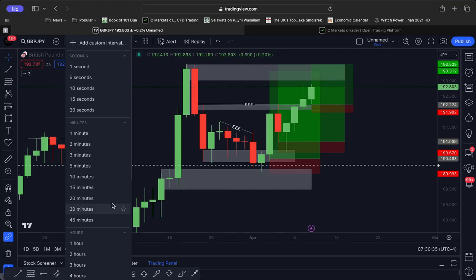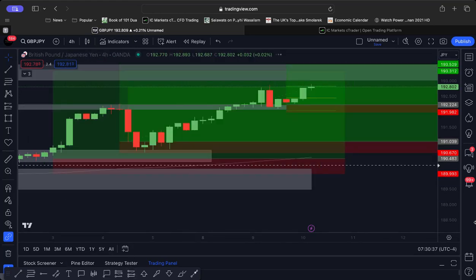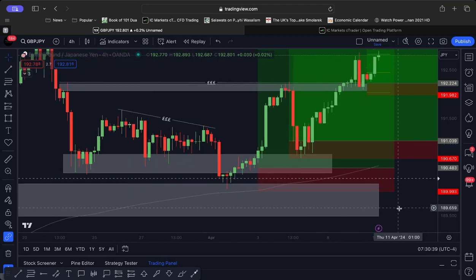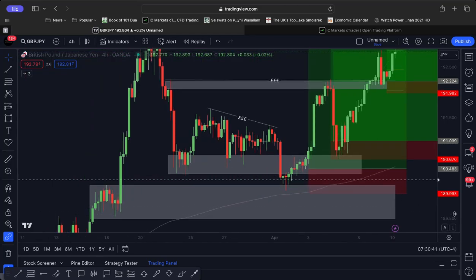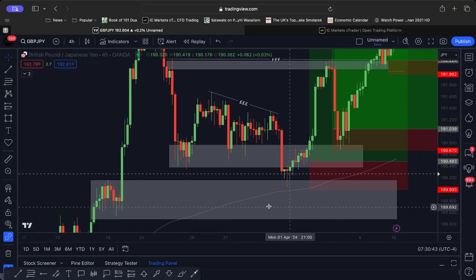But for me, I did not take a buy from there. I was meant to, but something came up. I think I was having a school run or something. I missed the opportunity. As you can see, it's also in confluence with these 200 EMAs.